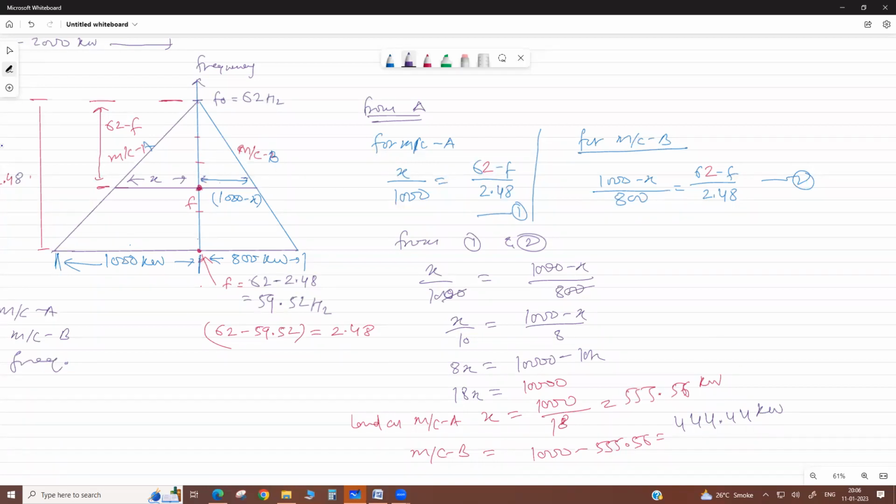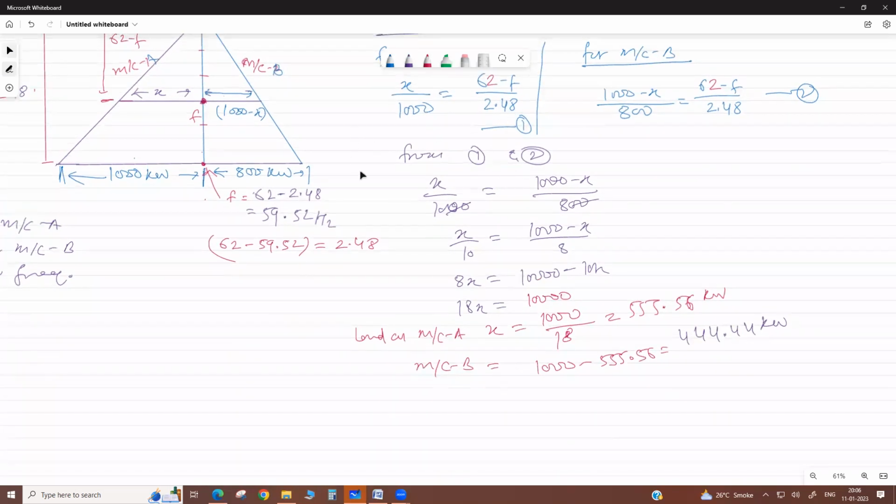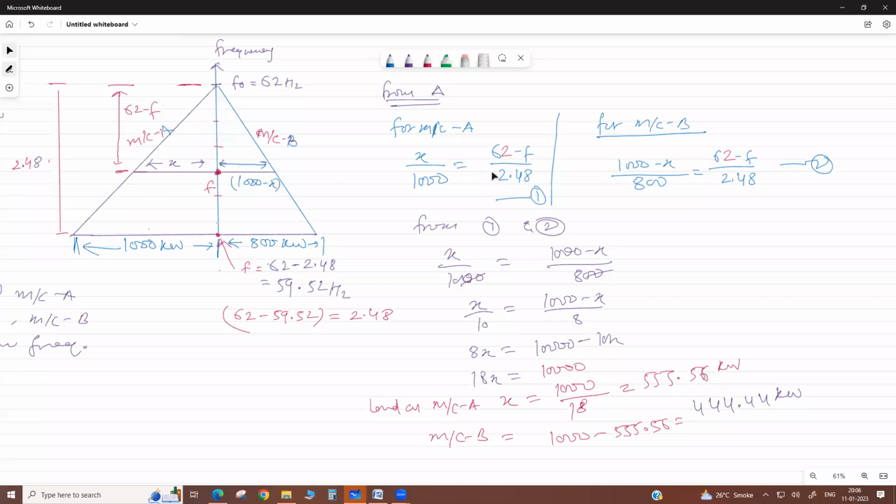Okay. And here the frequency is not asked. If they ask for frequency, you put the value of X in equation 1. If here we put the value of X, you get the frequency F also. What is the frequency at this point? Okay. Yes. Here frequency, operating point.